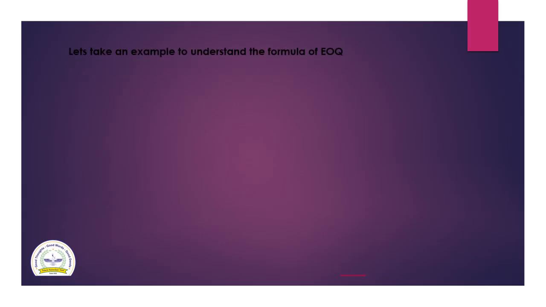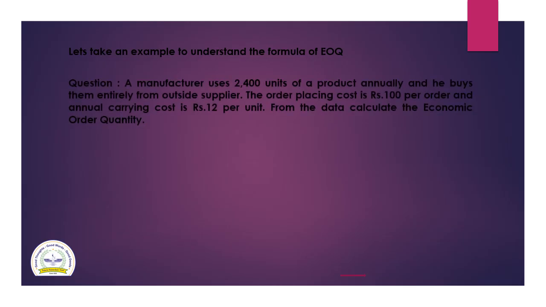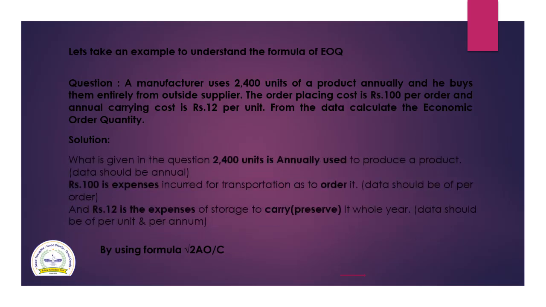Let's take an example to understand the formula of EOQ. A manufacturer uses 2400 units of a product annually and he buys them entirely from an outside supplier. The order placing cost is Rs 100 per order and annual carrying cost is Rs 12 per unit. From the data, calculate the economic order quantity. By applying the formula root of 2 multiplied by annual usage multiplied by ordering cost divided by carrying cost, we can arrive at the answer. Now let's first check what is given in the question.